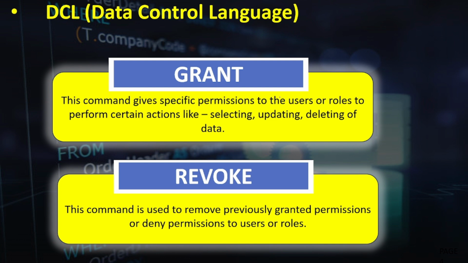So this gives a specific permission to users or roles to perform certain activities, and the activities can be select, update, and delete. And likewise, revoke is to remove. If you have granted, you want to remove. So any previously granted permission can be removed or denied. Make sense? So there are two commands in DCL.